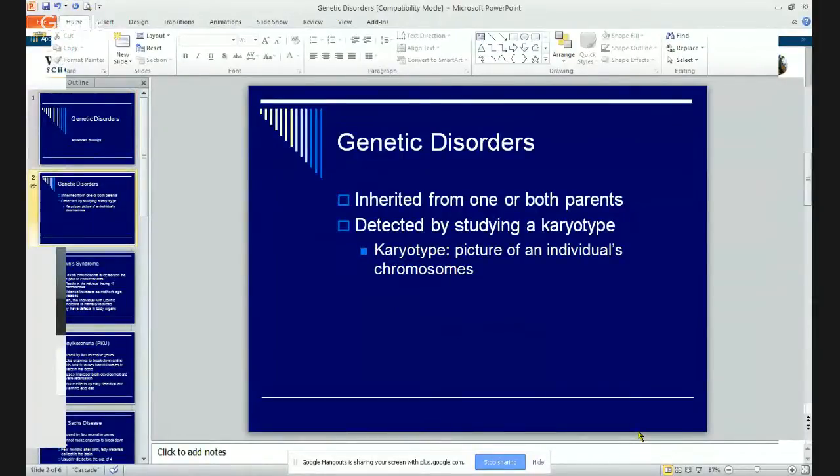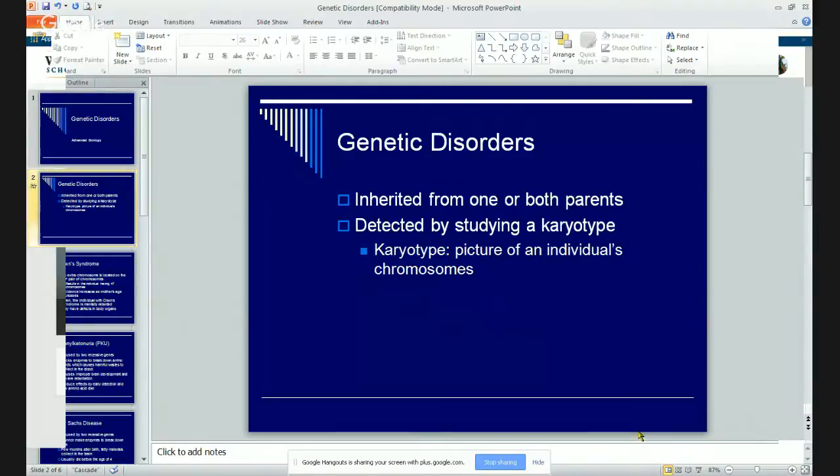Okay, so the definition of a genetic disorder, and I guess I should use that term a little more loosely. It's not necessarily a genetic disorder, it's just a genetic condition would probably be a more correct way of saying it. In some cases they are diseases, but sometimes they're just disorders or conditions. These can occur when you inherit the genes from one or both of your parents. Sometimes you need both genes. Sometimes you just need one.